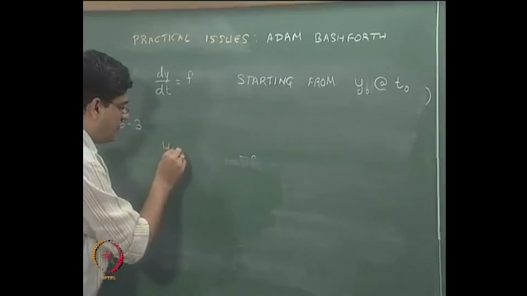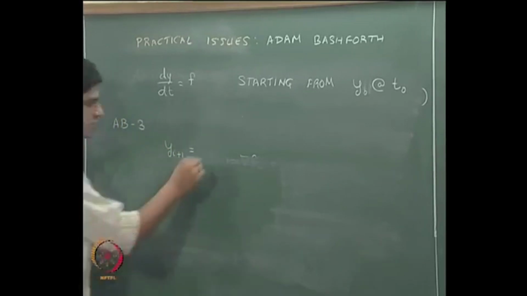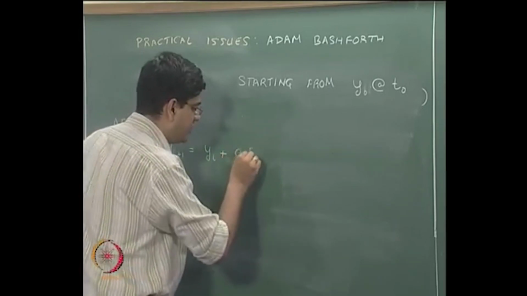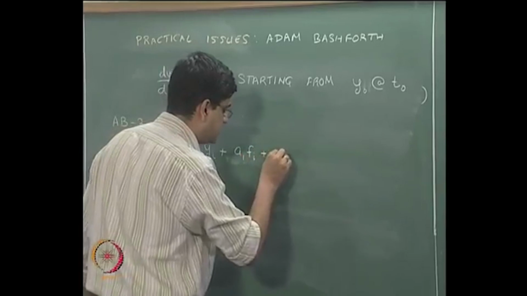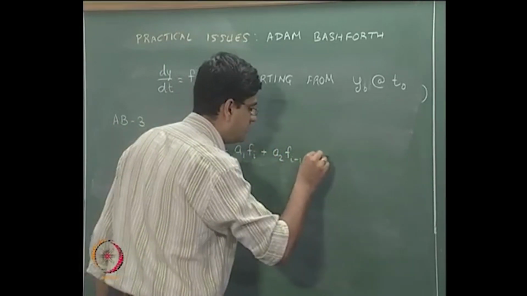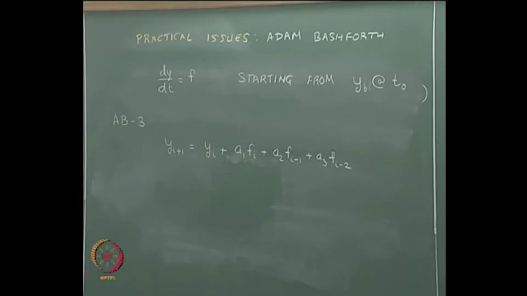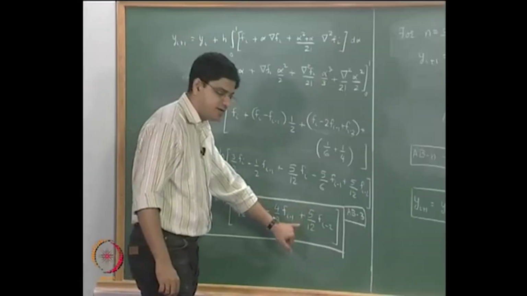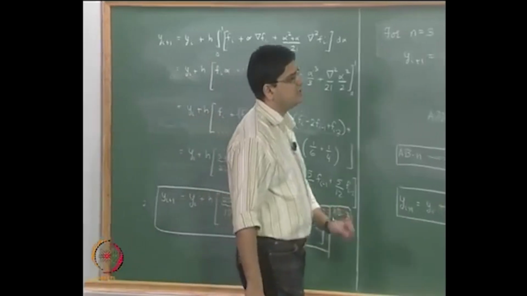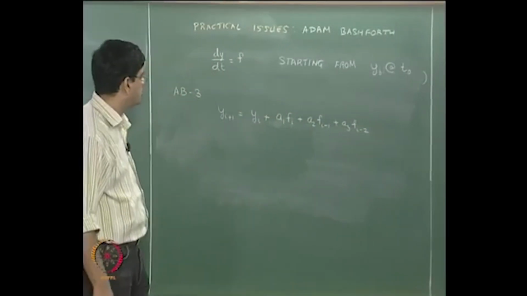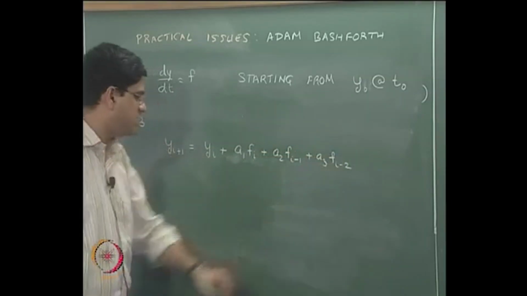Okay. So y_{i+1} for Adams-Bashforth third order method is going to be y_i plus a1 f_i plus a2 f_{i-1} plus a3 f_{i-2}, where if we go back to this particular derivation, a1 is 23/12, a2 is minus 4/3 and a3 is 5/12. Okay. So these are the values of coefficients that we can use in this particular Adams-Bashforth formula. Okay. So this is the overall Adams-Bashforth formula.